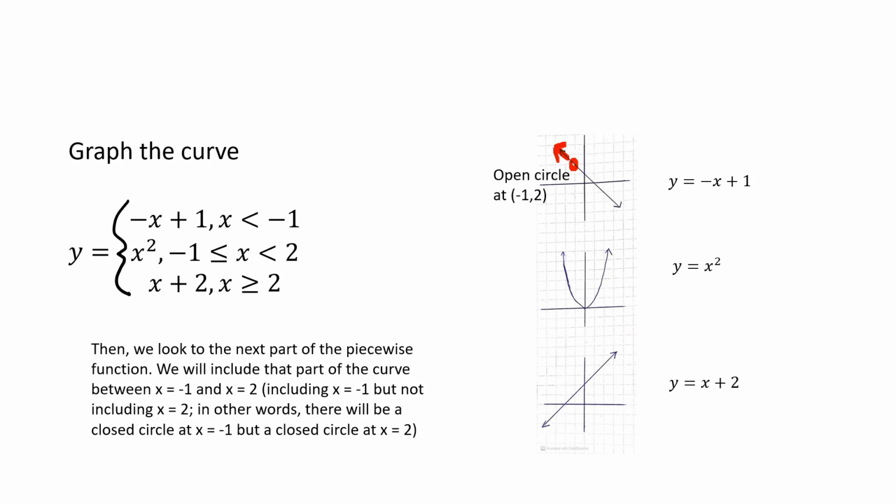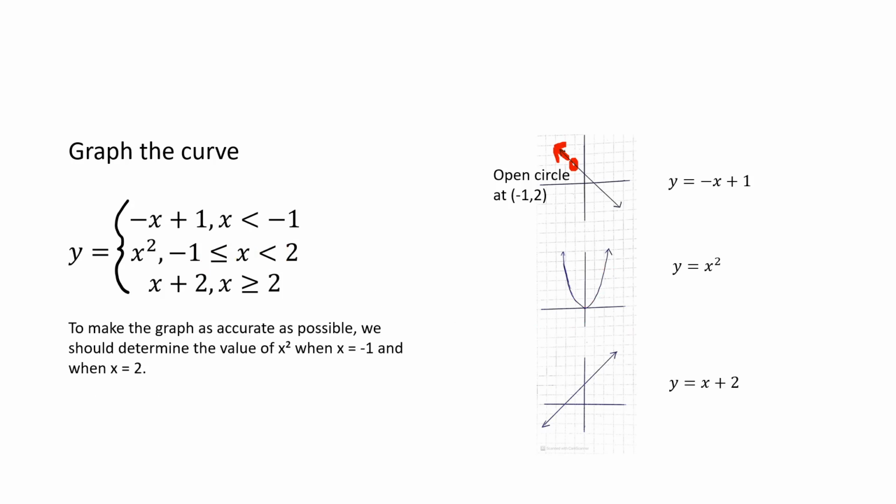Okay? Now look at the next part of the piecewise function. We're going to include the part of the curve between x equals negative 1 and x equals 2, the part of the y equals x squared curve. We're going to have a closed circle at x equals negative 1, and an open circle at x equals 2. We have a closed circle at x equals negative 1 because it says less than or equal to, but we have an open circle at x equals 2 because it just says less than. And then we're going to include all of the part of the curve in between those 2 points.